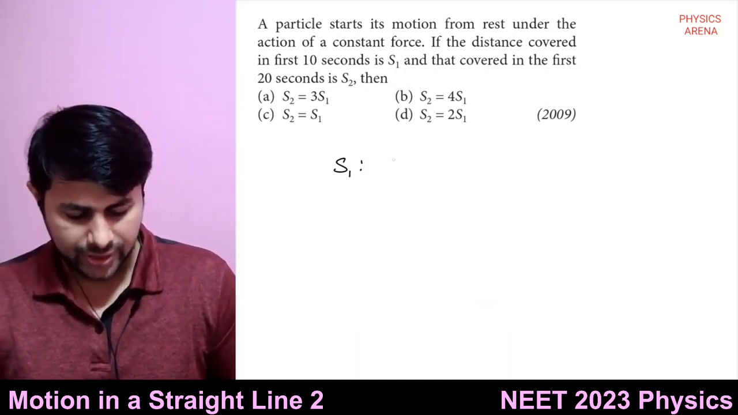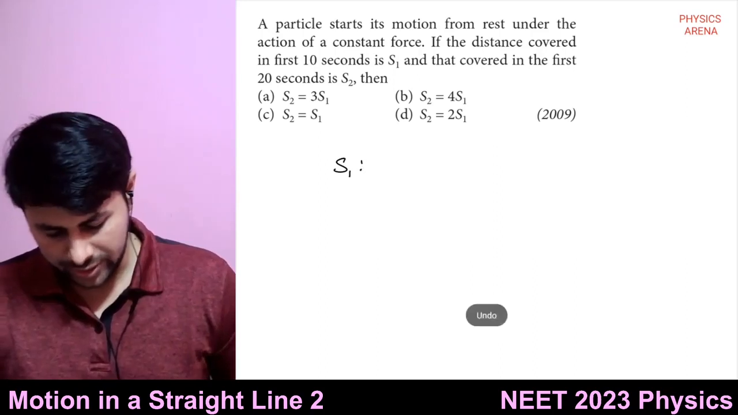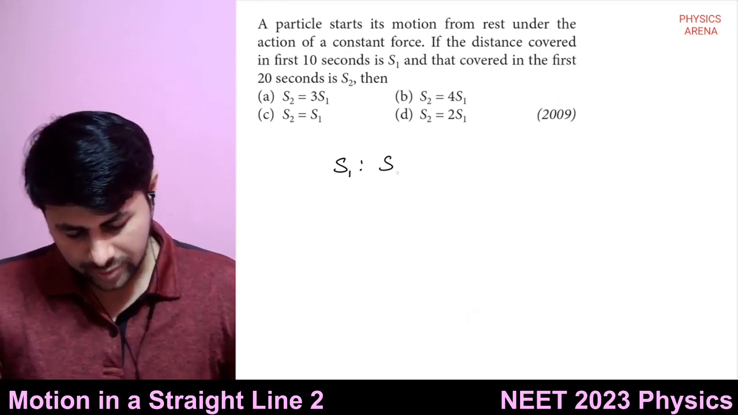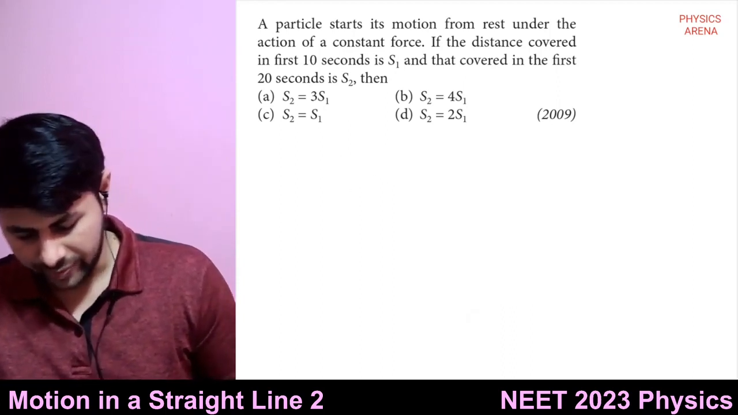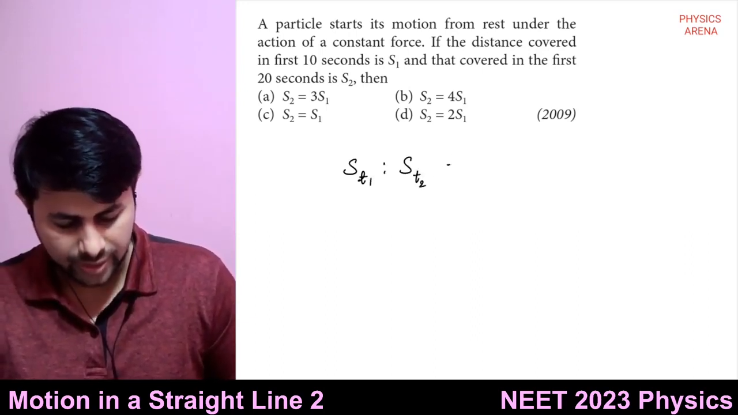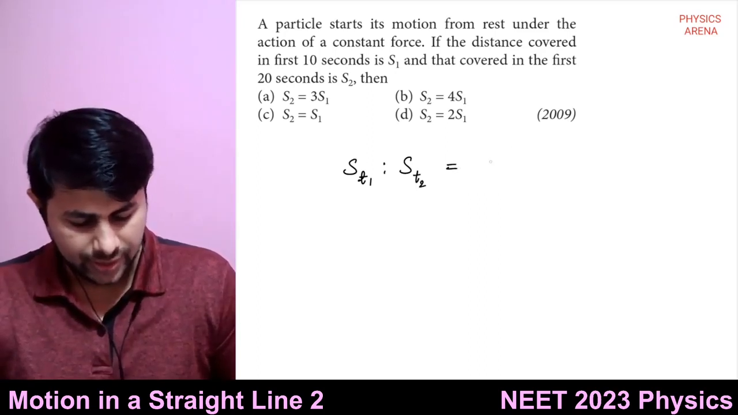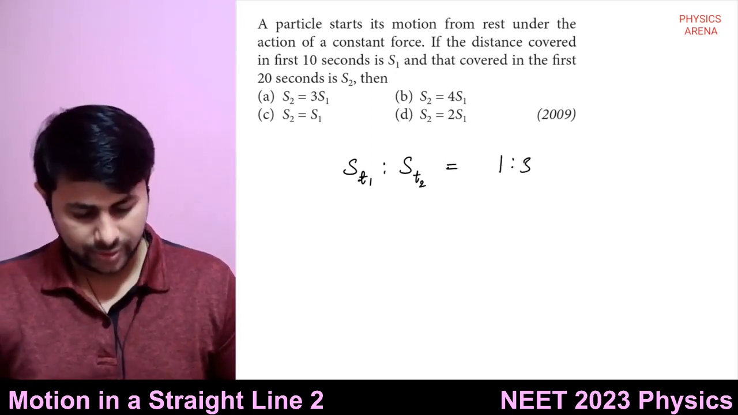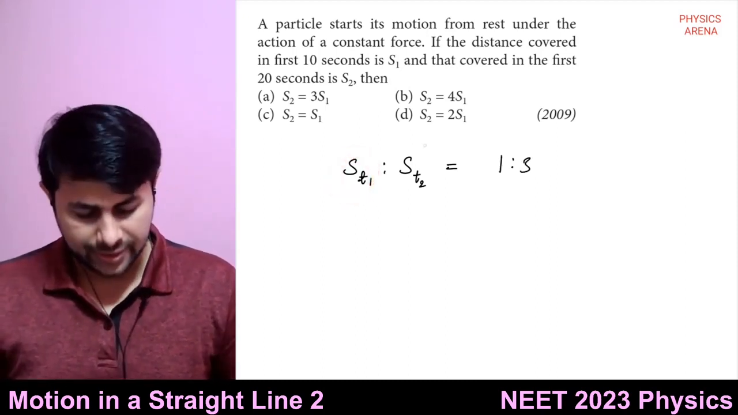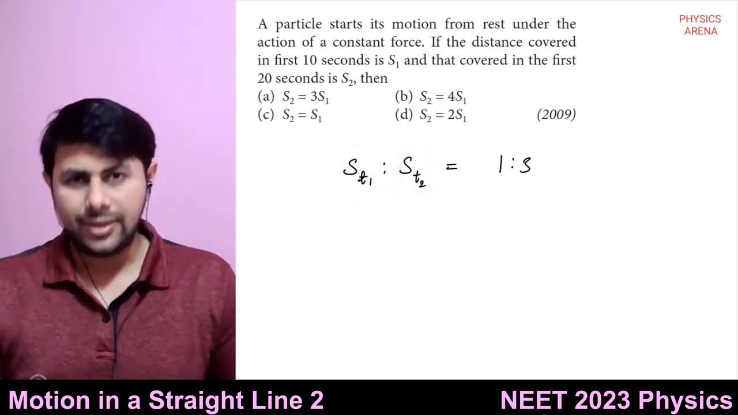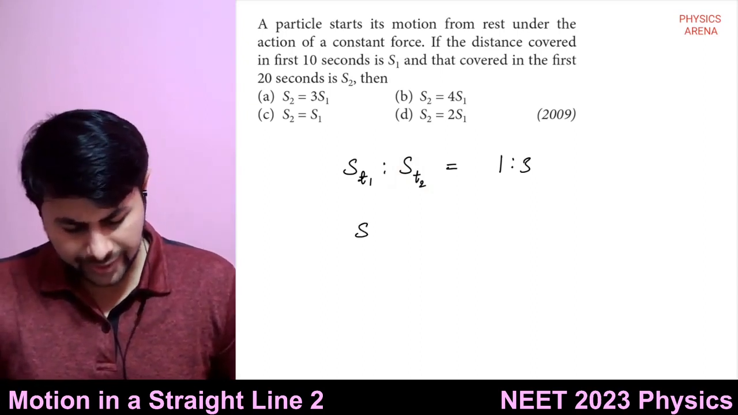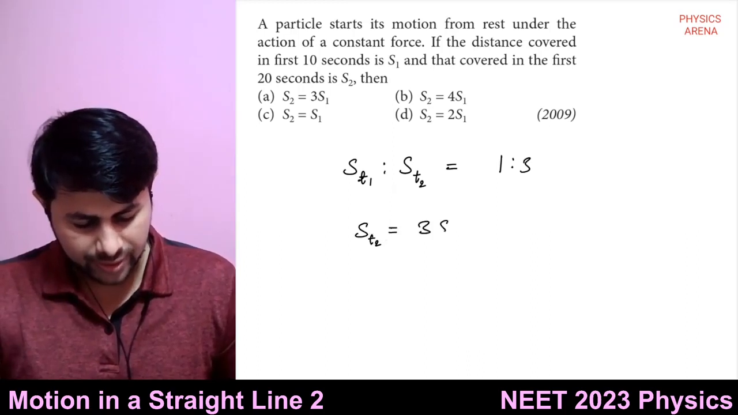Okay, distance covered in next 10 seconds. So let's write it as s in time t1 is to s in time t2. It is equal to how much? It is 1:3. So s in time t1 is distance covered in first 10 seconds. S in time t2 is distance covered in next 10 seconds. And this ratio is 1:3. That means s t2 is equal to 3 times s t1.